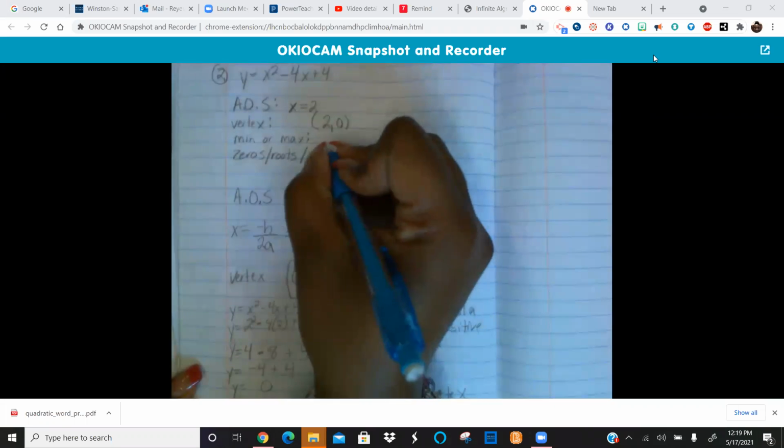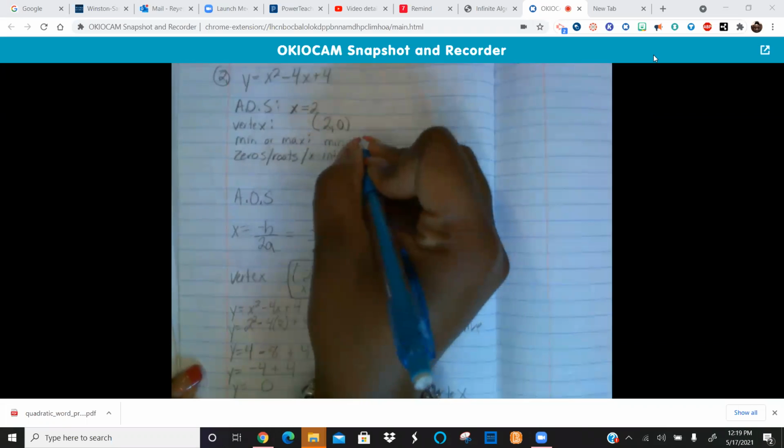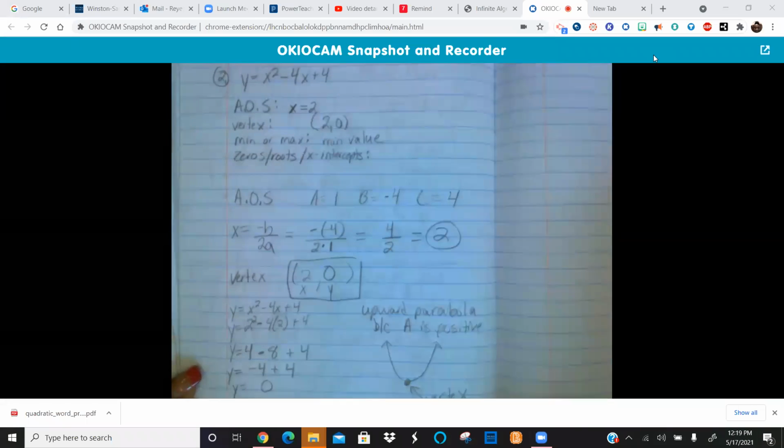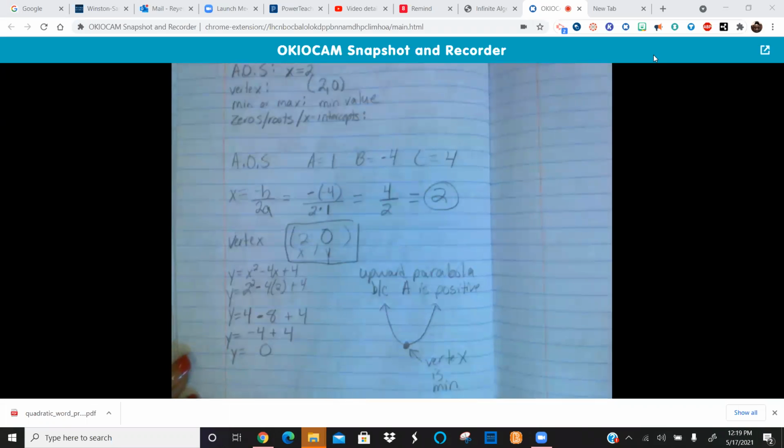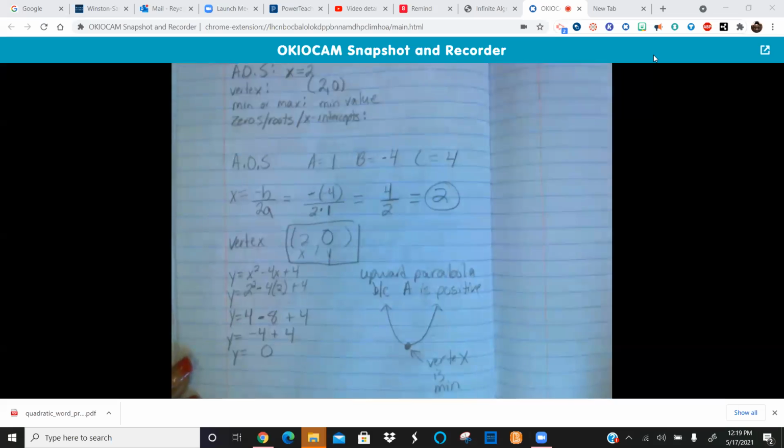Okay. Our vertex is our minimum value. If A is a negative number, then it's a downward parabola. But since A is a positive number, it's an upward parabola. And for upward parabolas, the vertex has a minimum, a low point. The lowest point is called your minimum value or your vertex. Any questions, comments, or concerns about that?